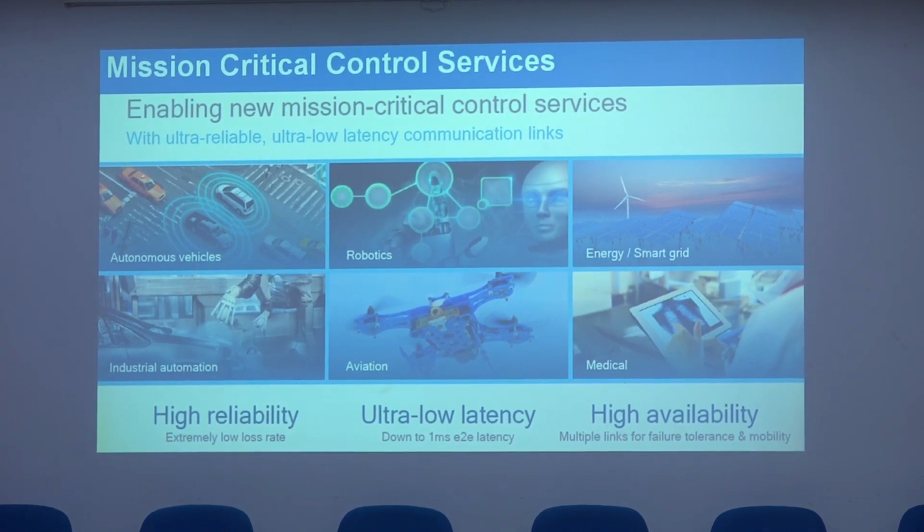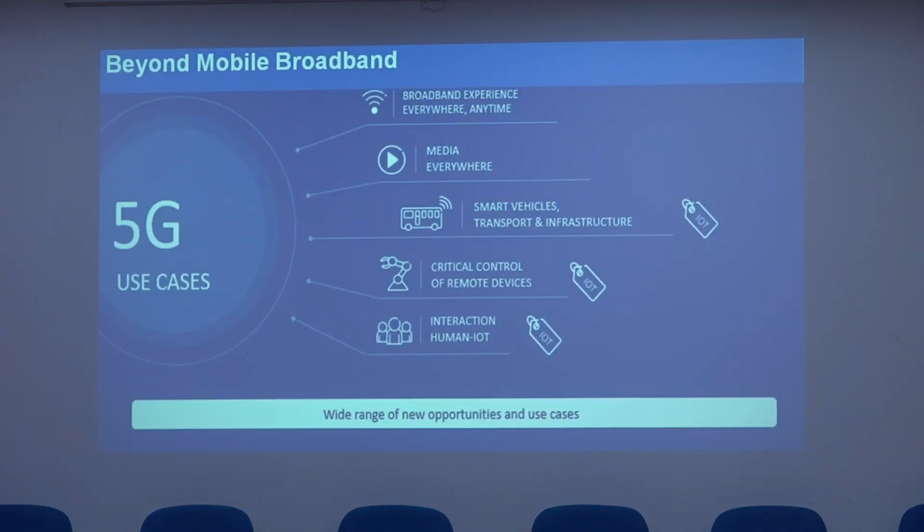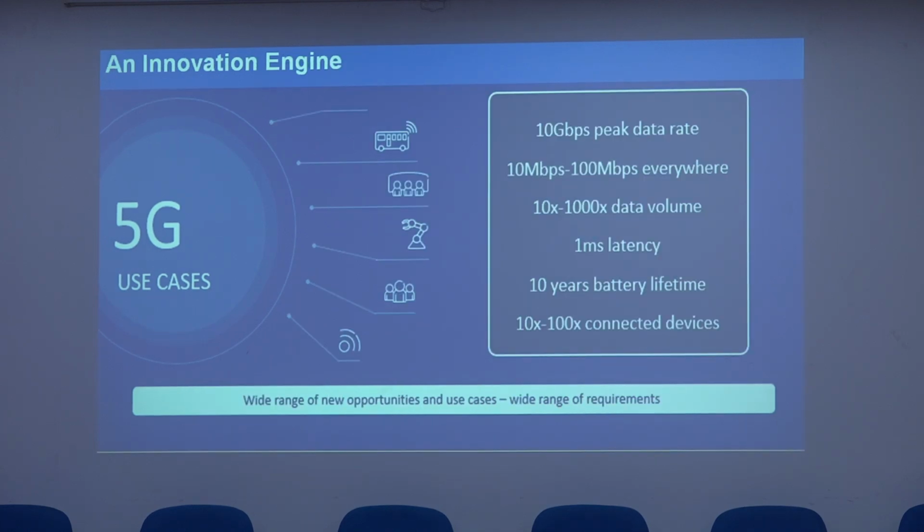In critical communication, like robotic surgery nowadays, you require precision. The driverless car routes automatically without any human interaction. So these are the applications which are going to come in 5G. 5G will give you broadband communication, media everywhere. You will be getting smart vehicles, smart transportation, and all such smart activities. You can have critical control of remote devices and all such stuff. And you will be getting, as I told, the 10 gigabit speed and 100 megabit speed everywhere.